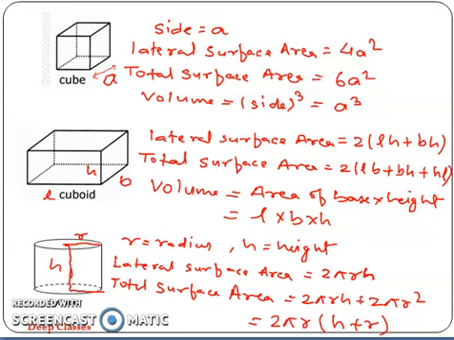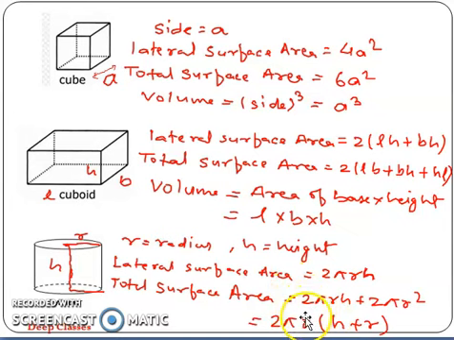Now moving to the cylinder having radius R and height H. We can write the lateral surface area, or the curved surface area, as 2 pi RH. Now the total surface area is equal to 2 pi RH plus 2 pi R square. This 2 pi R square includes both the bottom as well as the top area, which are circles. So we can take 2 pi R common and write 2 pi R(H plus R).